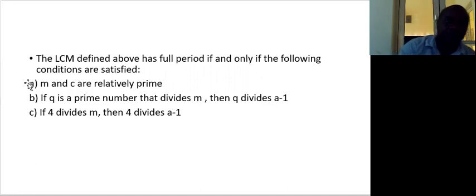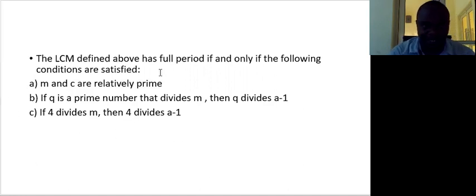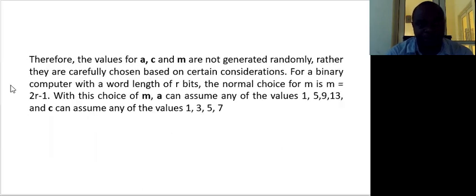Those three conditions are essential for selecting a, c, and m in order to obtain a full period. If these three conditions are not fully satisfied, you would have an incomplete period in an attempt to generate your random numbers. Therefore, the values for a, c, and m are not generated randomly. Rather, they are carefully chosen based on certain considerations.